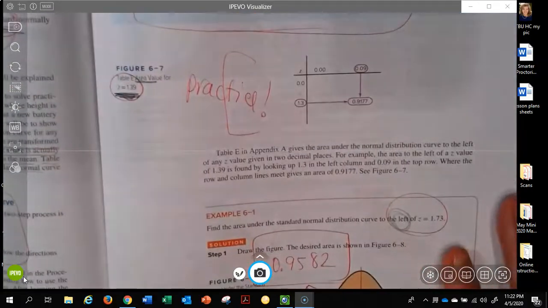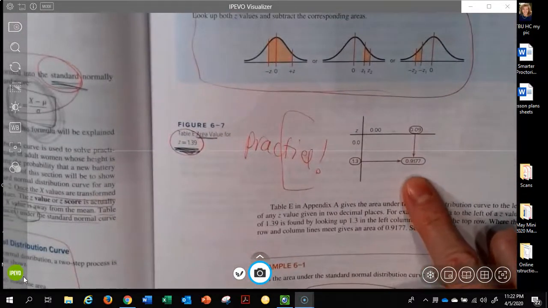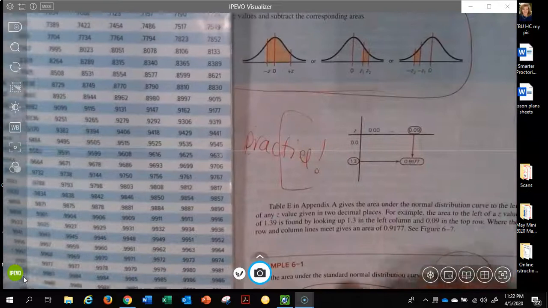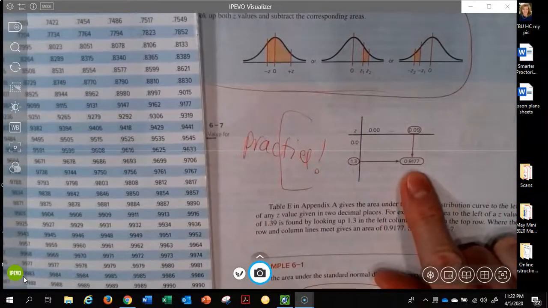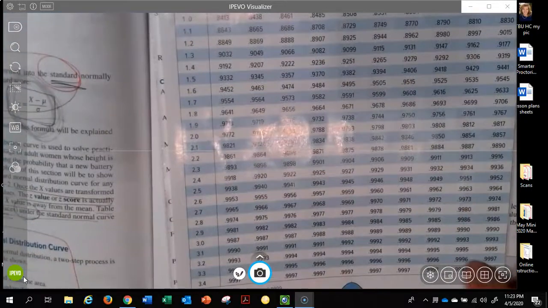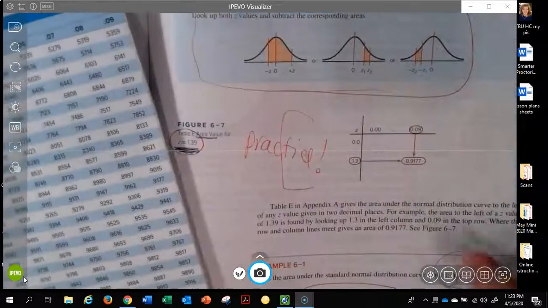What that is telling me is that 91.77% of the values under this curve are at or below a z-score of 1.39.